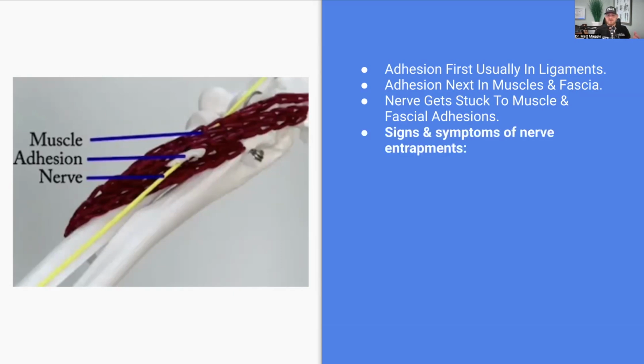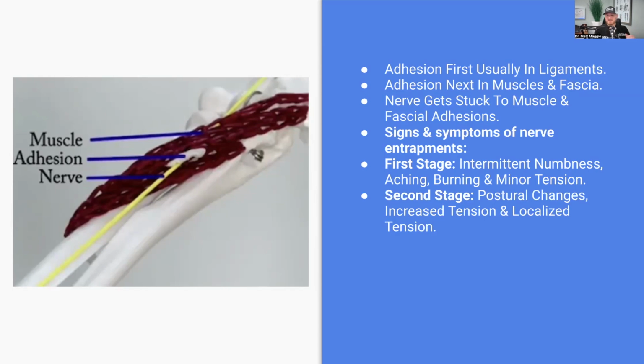So signs and symptoms of a nerve entrapment, there's like three levels that we usually see it. The first stage is they might just get a little bit of intermittent numbness, some aching, some burning, and a little bit of minor tension, nothing too crazy, but enough where they're starting to notice it just a little bit. Second stage is where you're going to start to see some postural changes, like maybe their shoulder's going to roll forward, their head's going to duck down, things like that.